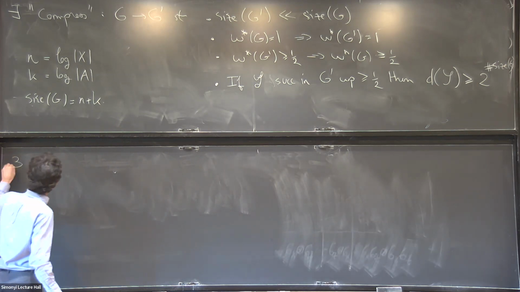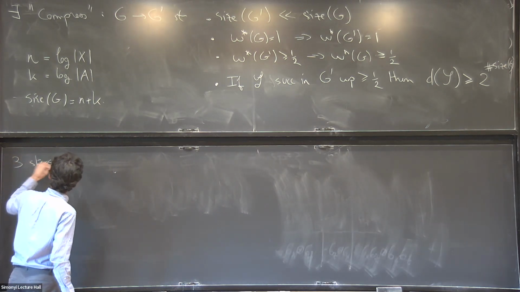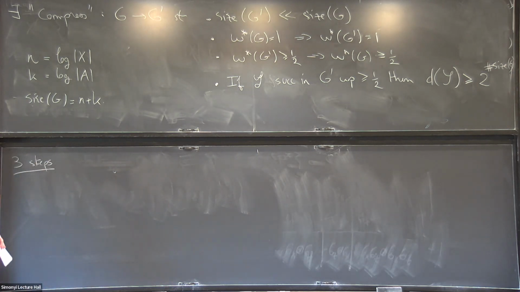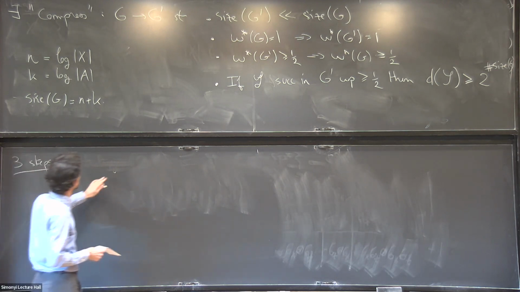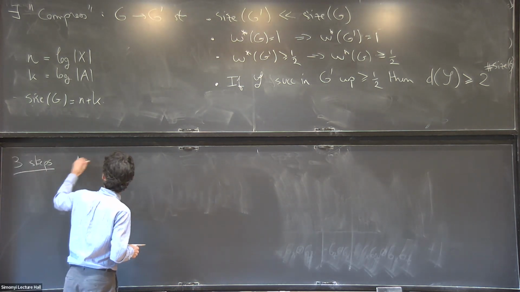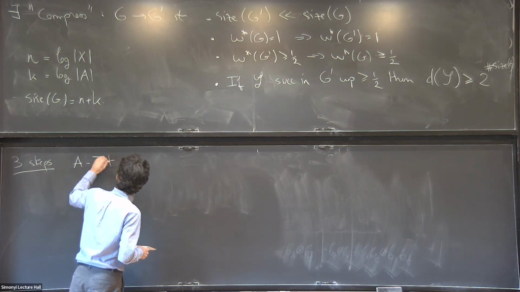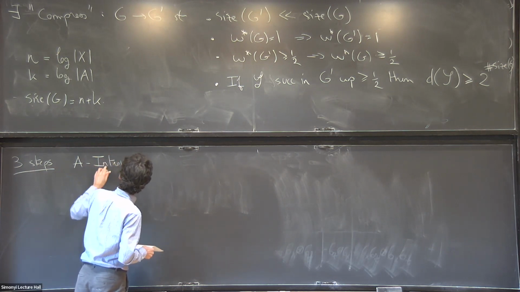So here are the main 3 steps. I'll explain these 3 steps in the 6 minutes we have left. The first step is the most important one. It's the one that we'll go over next time. It's called introspection.